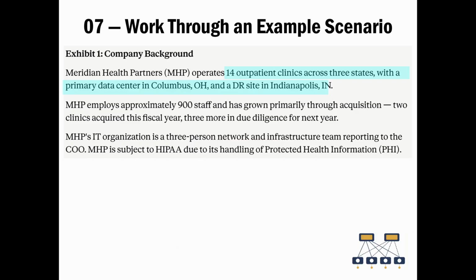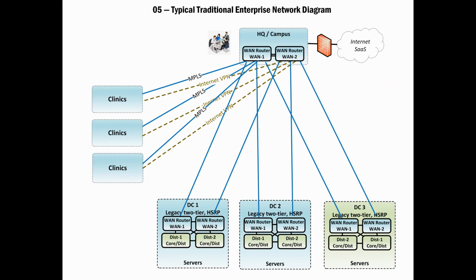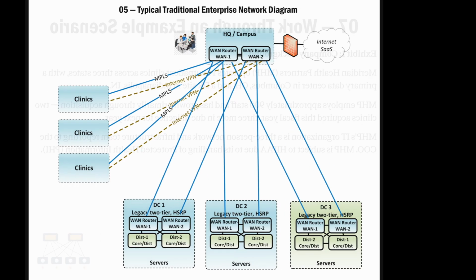So, what is the next step? The next step is to extract information, then update our default diagram and/or table. Let's do it. 14 clinics. Here, the branch office is now clinic. 2 data centers, one at OH, one at IN.